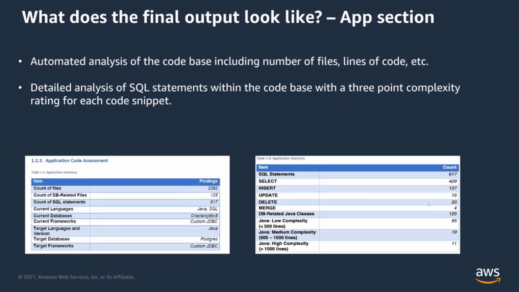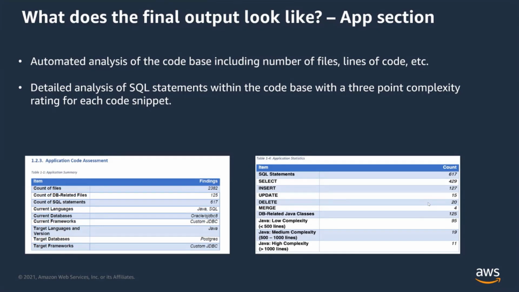That's the first level assessment. The next level is how many of those files are touching the database. So there are 125 of such files, and there are 617 SQL statements. Now if you go to the right-hand side, you'll see a breakdown of the different kinds of SQL statements, from select, insert, and so on. So that's the second level of assessment that we do.